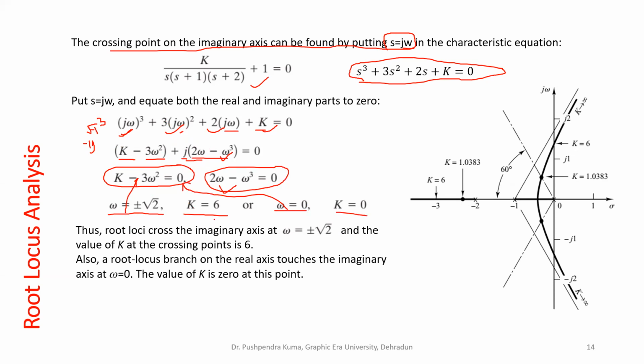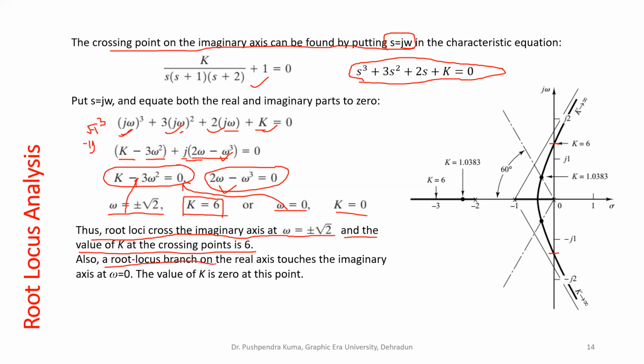Clear? So this is the point where it cuts the imaginary axis. At this point, the k value will be 6. So beyond that value, your system will become unstable. And the omega value at this particular point will be plus root 2 and minus root 2. Thus, the root loci cross the imaginary axis at omega equal to plus or minus root 2, and the value of k at the crossing point is 6.